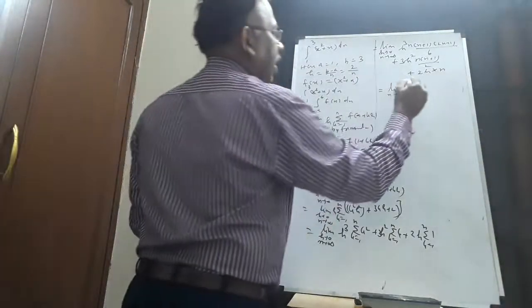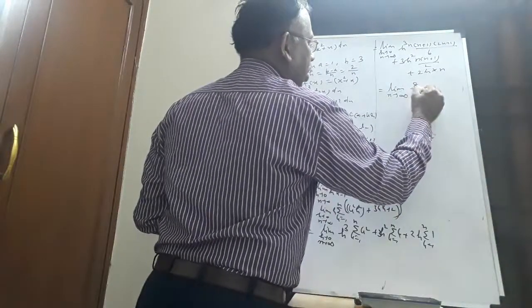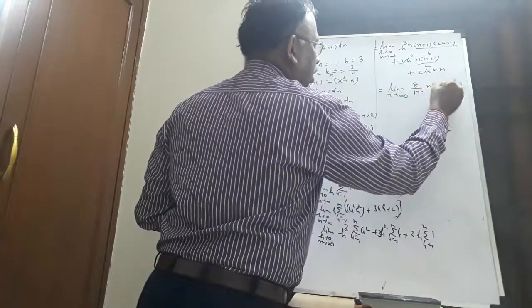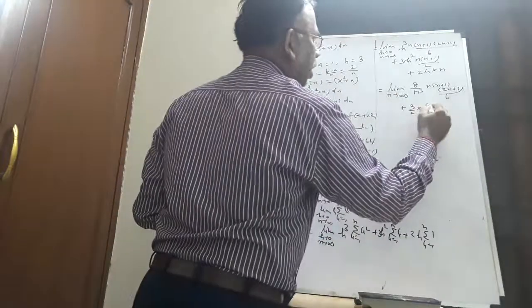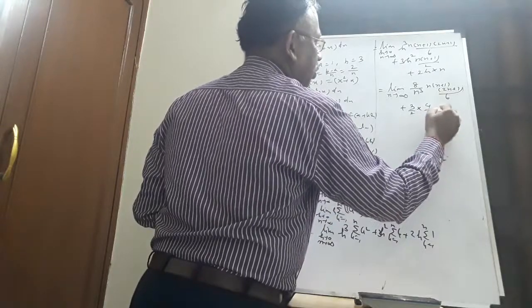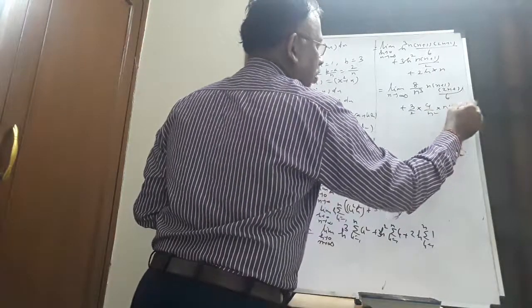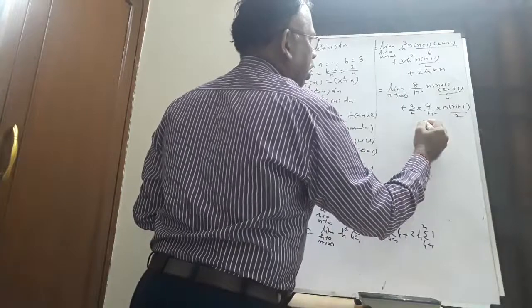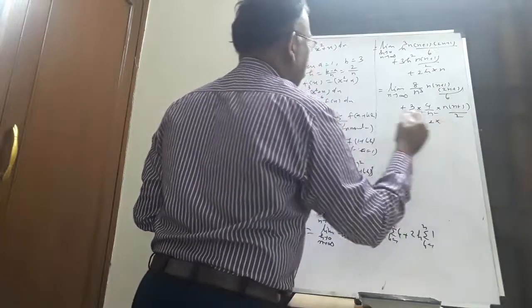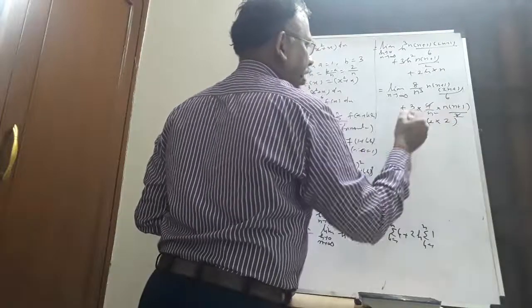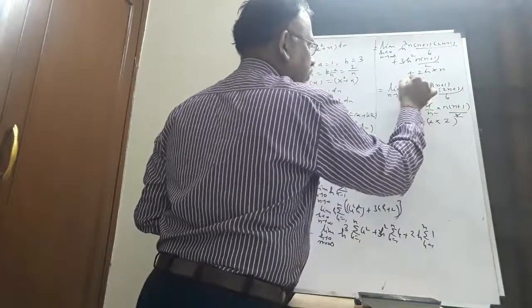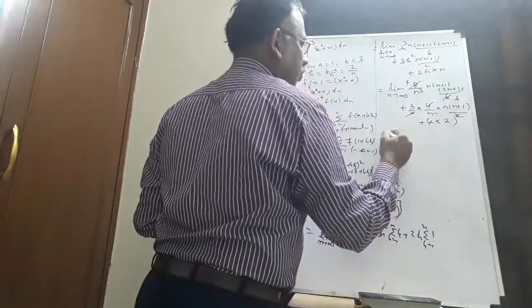Therefore, this is 8 by n cube into (n plus 1) into (2n plus 1) by 6, plus 3 by 2 into this, which is anyway 4 by n square into (n plus 1) by 2, then plus 2 into nh, which is anyway 2. This 4 anyway gets cancelled. Here it is 4 2's, this is 3 2's.